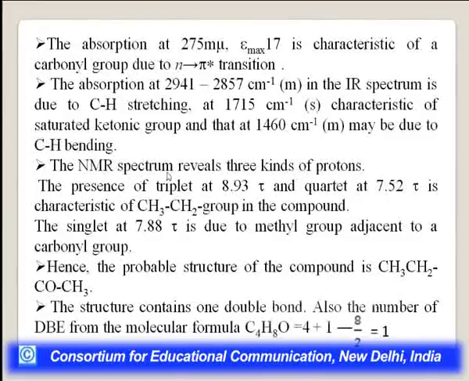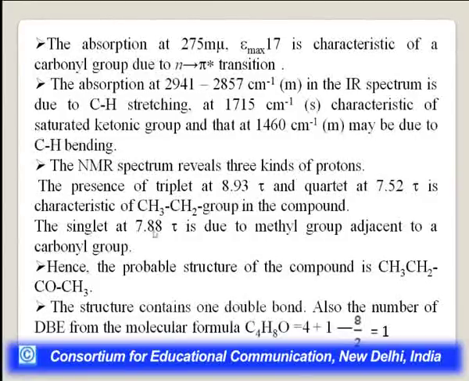The NMR spectrum reveals 3 kinds of proton. Number 1, 8.93 for 3 hydrogens, that is a triplet, and a quartet at this value. So we can see CH3 will have a triplet at a value of 8.93, and this is because of multiplicity. Because 3 hydrogens there are, it will absorb as a quartet. This proton will absorb as a quartet and these protons absorb as a triplet.